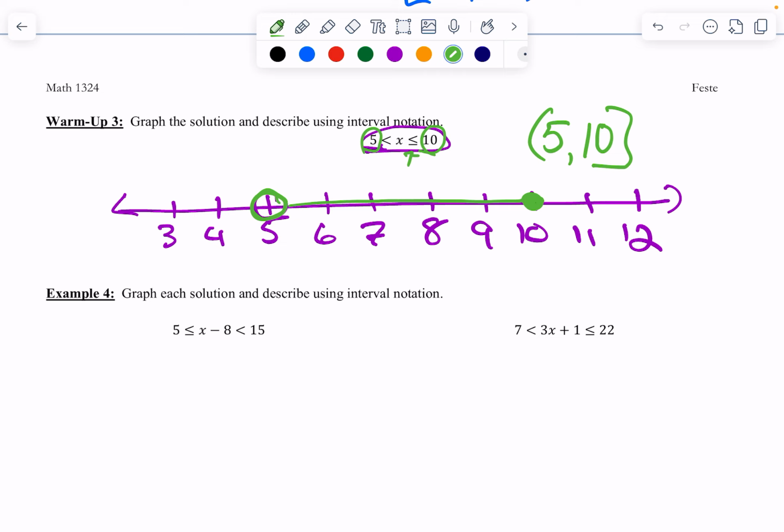Okay, so this is in between. The x is in between. So our numbers are in between 5 and 10, 10 included.